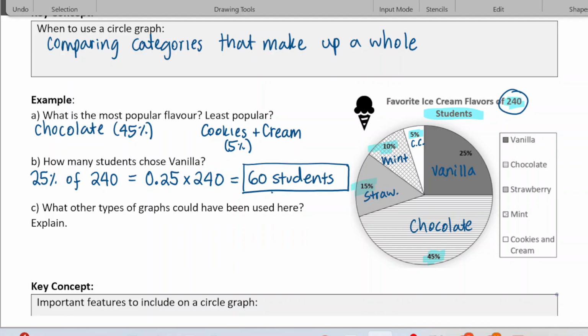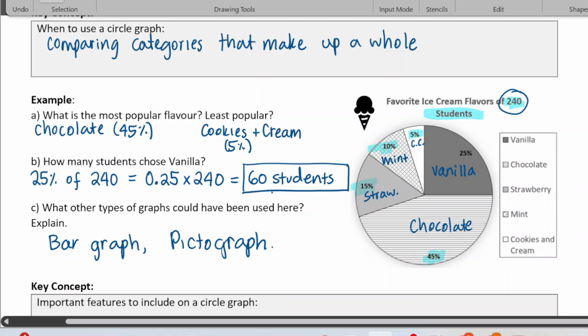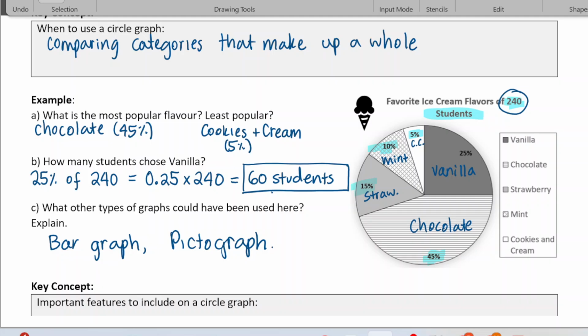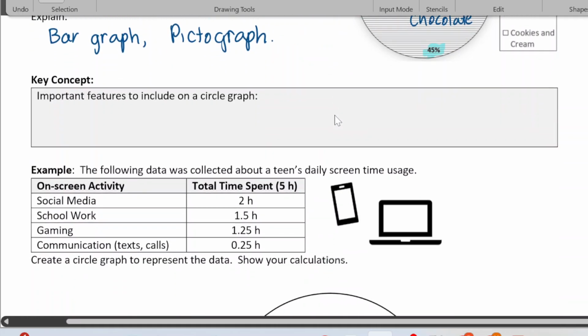What other types of graphs could have been used here? So when you're comparing categories like flavors of ice cream, 2 other really good graphs to use would be a bar graph or a pictograph. Especially if you have a digital program to help you make the cone pictures of ice cream or something for the pictograph. That would be nice for this example. You don't want to use a line graph here because we don't have time data or trends over time.